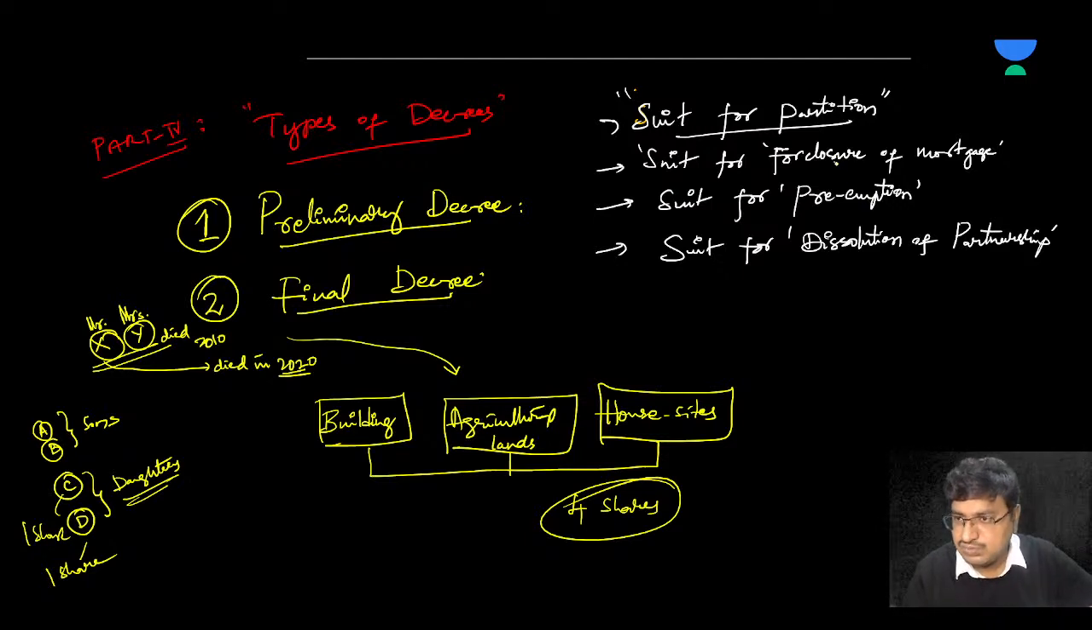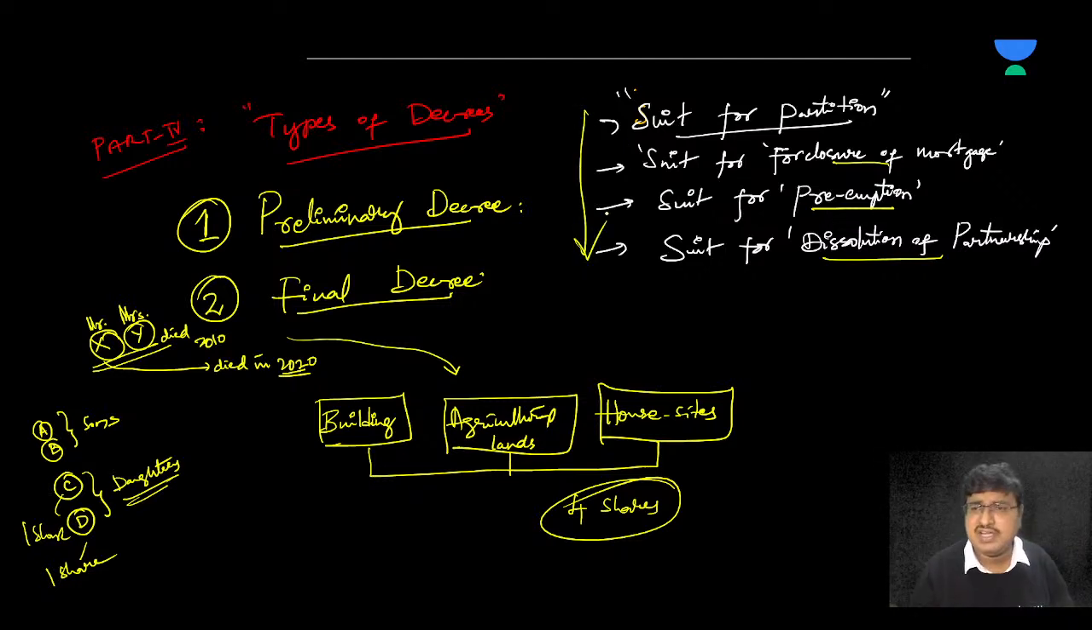Similarly, in a suit for mortgage, suit for preemption, suit for dissolution of partnership, a preliminary decree will be passed. Finally, a final decree will be passed. This is not an exhaustive list, friends. There are a number of different types of suits wherein a preliminary decree will be passed, and thereafter a final decree will be passed. But in the majority of suits, only one decree will be passed. At the end, it conclusively determines the rights of the parties.